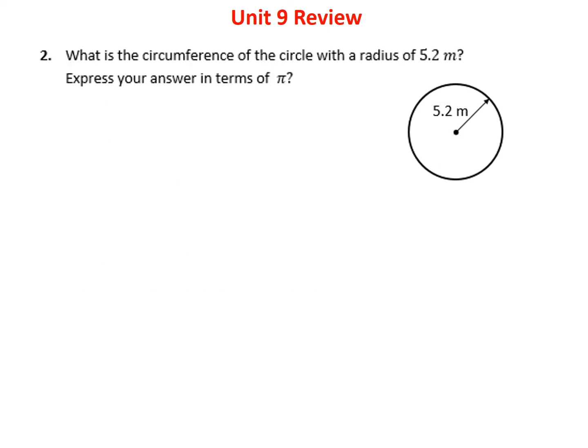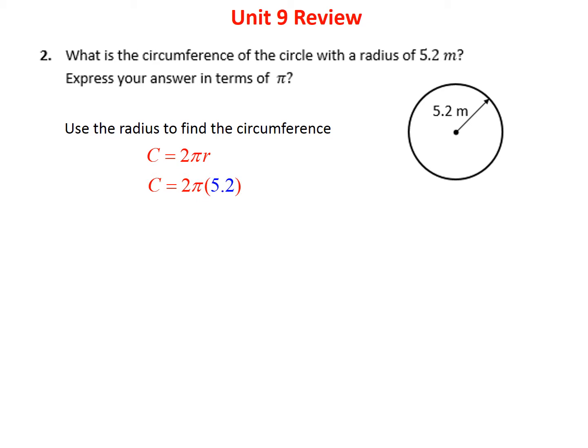In problem number 2, they give us the radius this time, but they want to find the circumference of the circle that has a radius of 5.2 meters. And again, they allow us to express our answer in terms of pi, so we don't have to estimate it. So let's take a look. First of all, let's just use our formula for circumference, which is the circumference equals 2 times pi times the radius. Our radius is 5.2, so we'll simply substitute 5.2 in for r in our equation. And now we just simplify. 2 times 5.2 is 10.4 pi, and our units here are meters, so our answer is 10.4 pi meters.